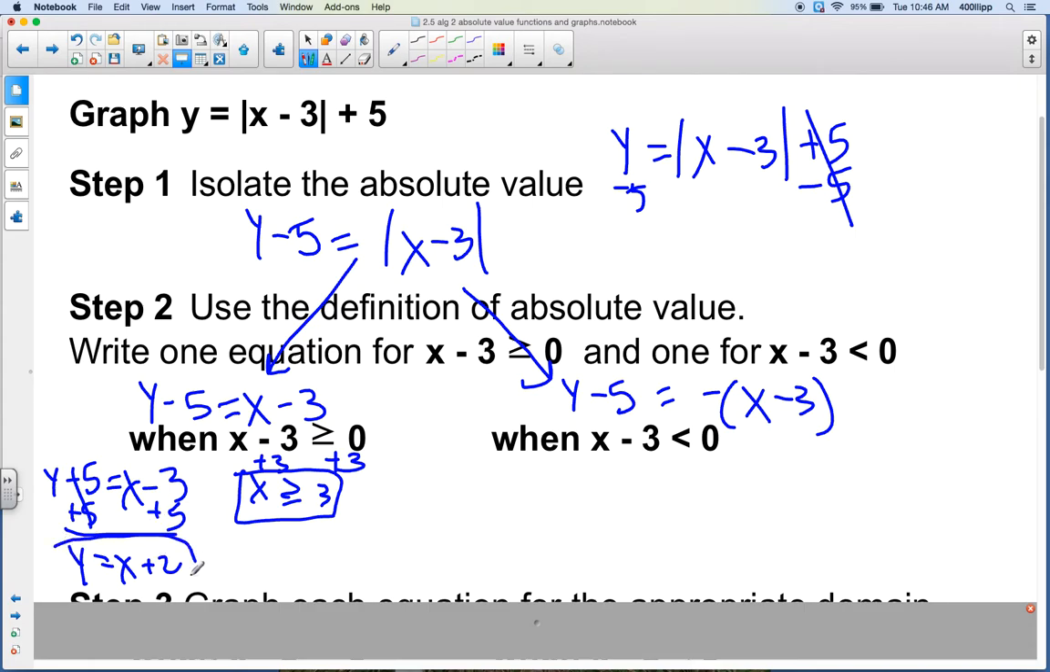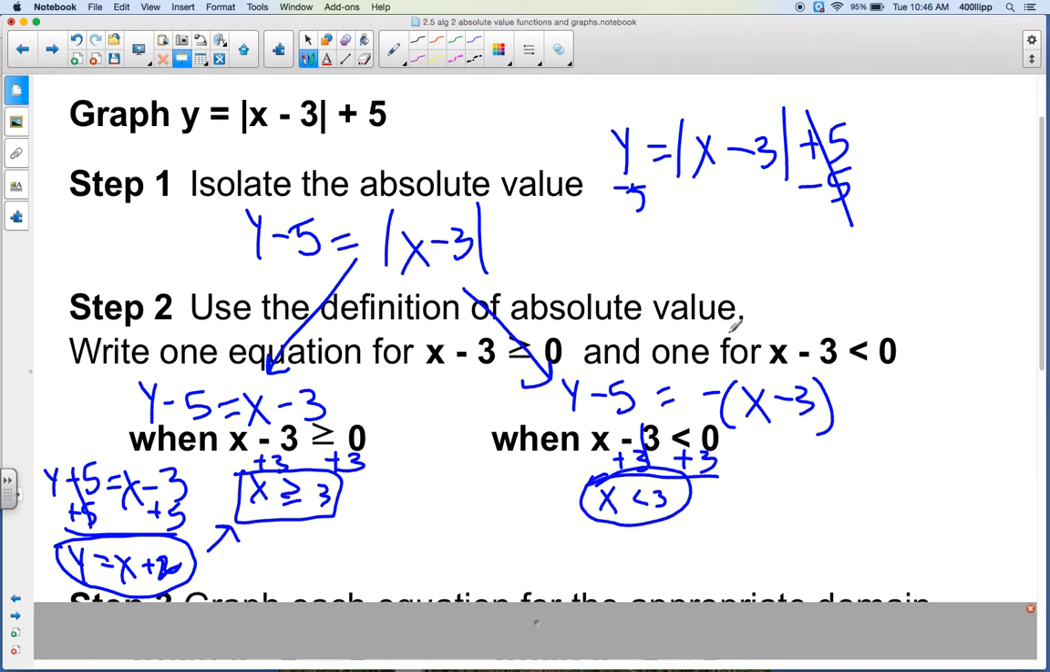So I'm going to graph this equation only for these values. This is your domain for this. That's a 2, by the way. Yep, there we go. Okay, and then adding 3 here, this will be the domain. I'm only going to plug in values that x is less than 3.